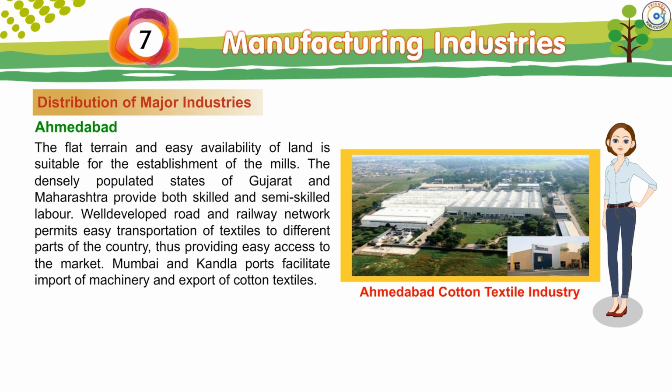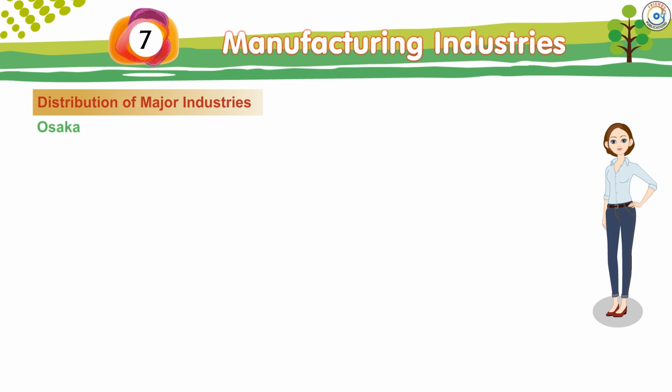The densely populated states of Gujarat and Maharashtra provide both skilled and semi-skilled labor. A well-developed road and railway network permits easy transportation of textiles to different parts of the country, thus providing easy access to the market. Mumbai and Kandla ports facilitate import of machinery and export of cotton textiles.